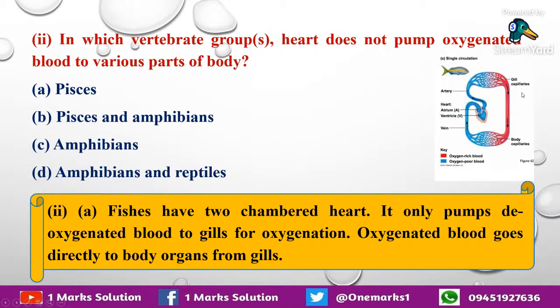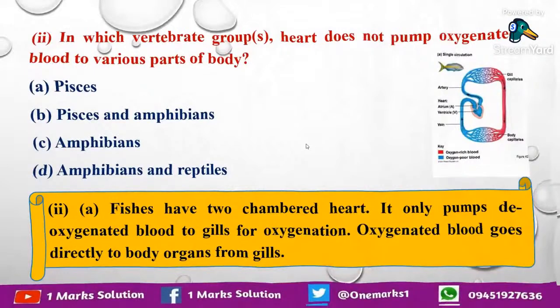This is called single circulation because the blood comes to the heart only once every cycle. The oxygenated blood then goes to all the body parts for circulation. So this is the single circulation in fishes. The right answer over here is fishes or Pisces.